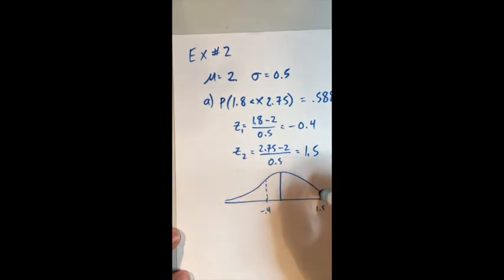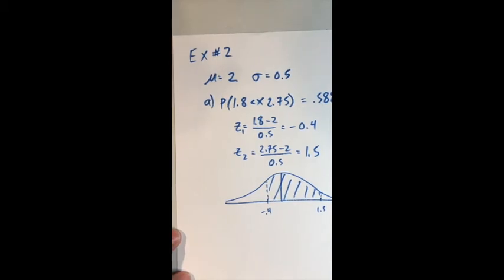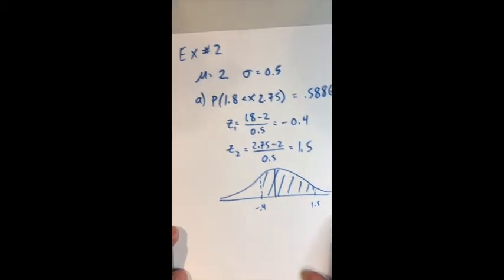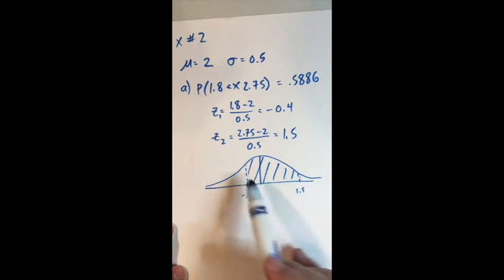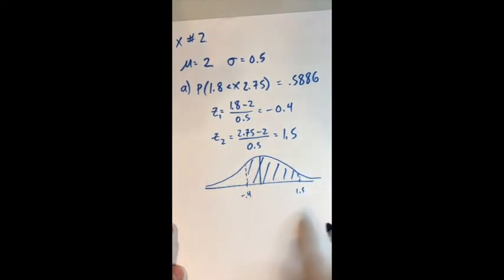Okay, so we're looking for the area in this region here in the middle, well, partially in the middle of this bell curve. We're leaving out the tail over here and we're leaving out this tail over here. We just want the stuff in the middle.